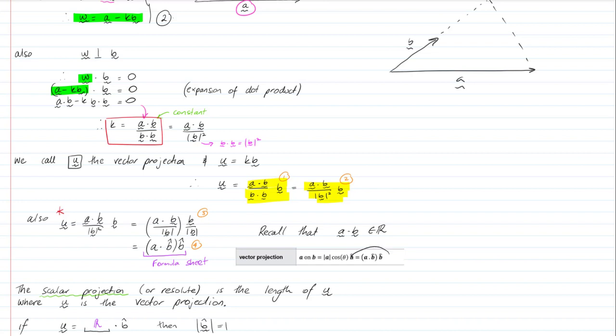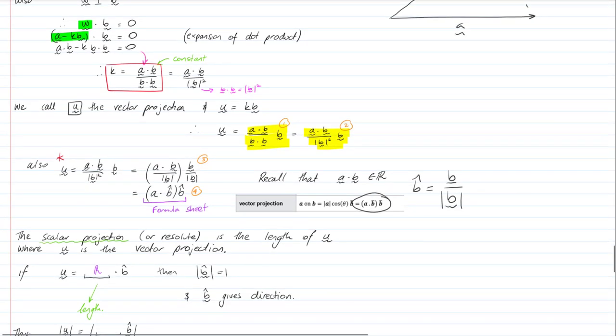And that's what's on the formula sheet. And remember, B hat is equal to B over the magnitude of B, and B hat, you'll recall, is the unit vector in the direction B. So that's what we have on the formula sheet, but there are many different forms of this. They're all quite similar, but there are certain things you might or might not know that help with this.